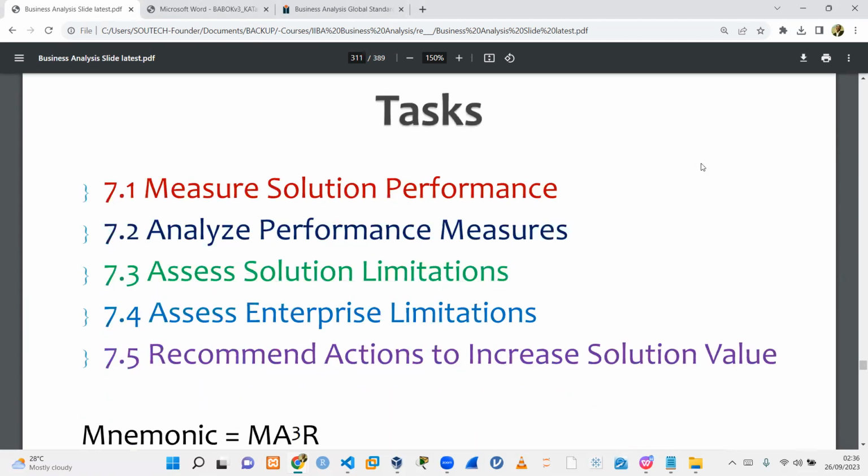And some of the tasks we're going to be performing are to, one, measure solution performance, analyze performance measures, assess solution limitations. So what are those things that are limiting our solutions from coming to good fruition? Assess enterprise limitation, and recommend actions to increase solution value. So that's why you call the business analyst, right? From the pre-project stage, implementing a project, and post-project stage.